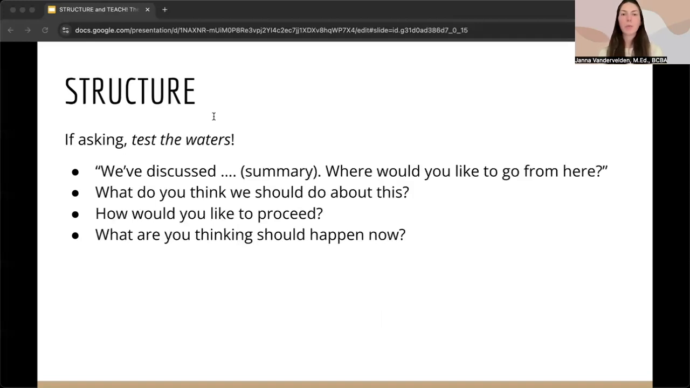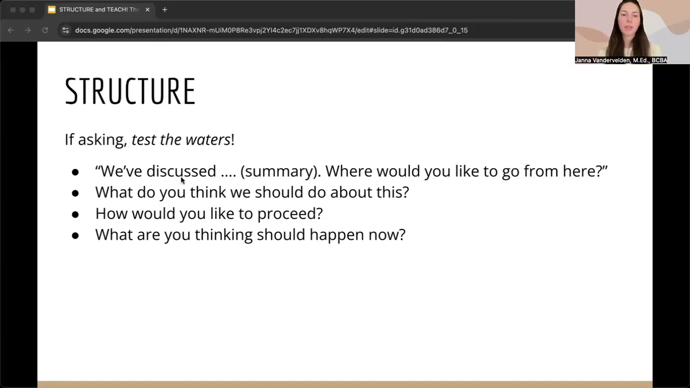If you're seeing some or most of these signs of readiness for structure in your mentee, you can start to transition the conversation towards working on goals by testing the waters. This is an MI technique for asking if they're ready, but doing so in a way that continues to demonstrate your respect for their autonomy.